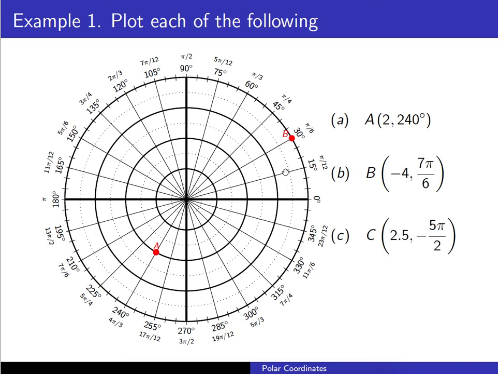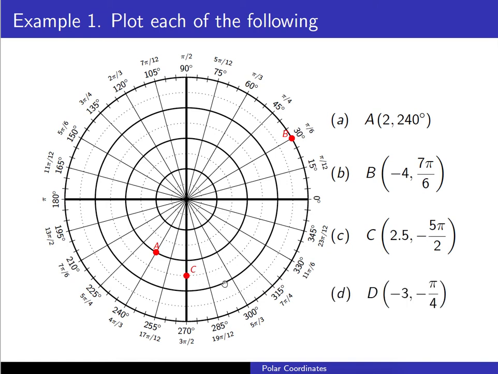Part C, we have 2.5 and -5 pi over 2. We start by going out 2.5 rings from the pole, and this time we're rotating -5 pi over 2. So we're actually going to rotate to the right, not to the left. Rotating -5 pi over 2, let's see, that's going to give us 90, 180, 270, 360. 5 pi over 2, I believe, is 450 degrees, so we have to rotate another 90 degrees. We should end up right here, hopefully, and we do. So again, pay attention to the sign, because it's negative, which means we're rotating to the right.